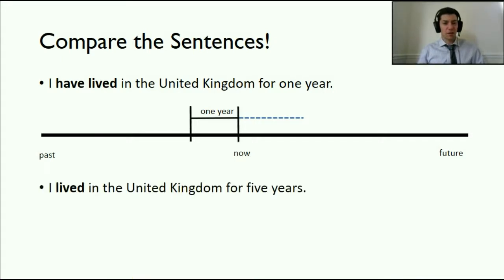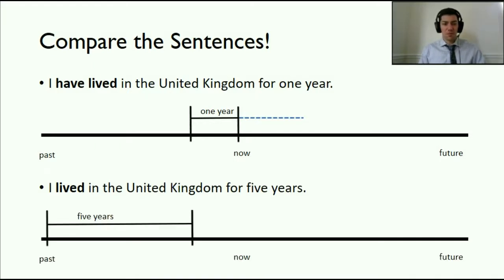What about this other sentence? I lived in the United Kingdom for 5 years. So, this happened in the past, it started in the past, and then also finished in the past. Completed action. Does anyone have any idea what the verb tenses are? Maybe you do, maybe you know.